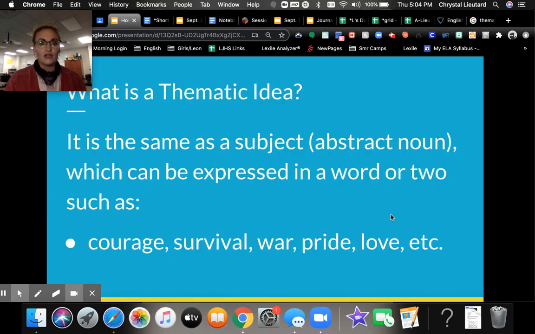Okay? So, a thematic idea is like a subject. So you can think about what are some of the subjects of this story. Usually you can say it in a word or two. This story is about courage or survival. So I'm thinking like Hunger Games. Hunger Games is about courage, survival, war, pride, love. There's a ton of thematic ideas, topics in the Hunger Games, okay?